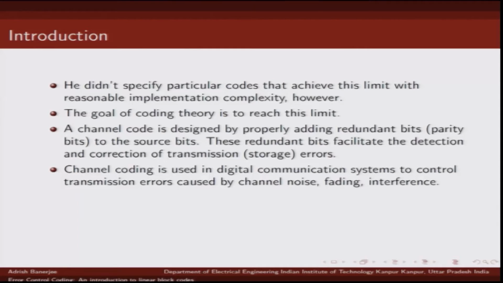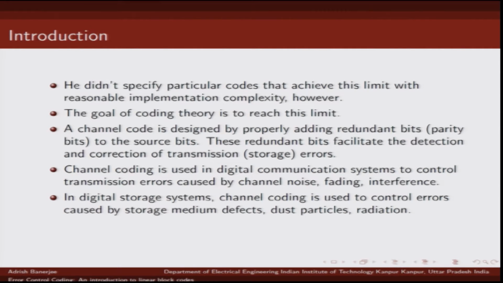Error correcting codes have a wide range of applications in digital communication and storage. I have listed a few of the uses. For example, when we send a signal over a communication link, it gets corrupted by noise, fading, and interference. To combat the effect of all these, we use error correcting codes to correct the errors. Similarly, in digital storage systems, you want to correct errors caused by storage media defects, dust particles, and radiation, so we use error correcting codes there.